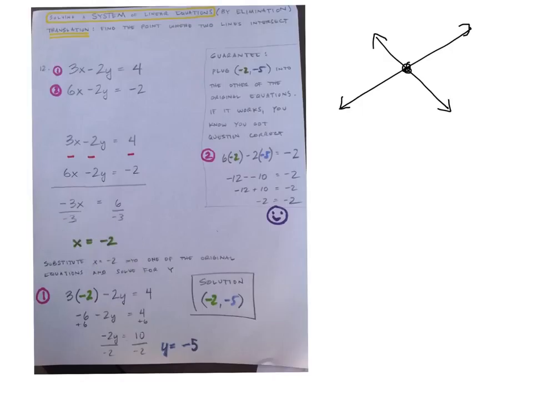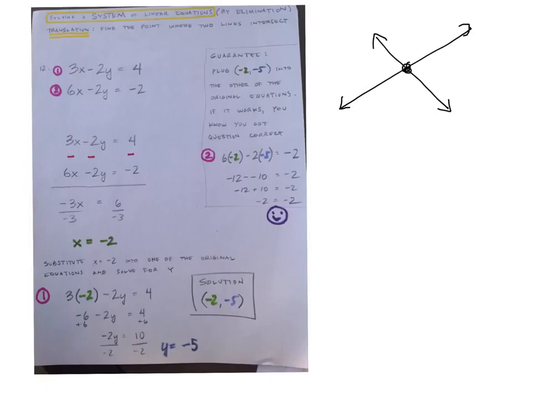Now, we have to find both the x and the y. Once we found one of the variables, it's pretty easy to solve for the other one. We plug it in to either of the equations, doesn't matter, one of the originals. I just picked the first one, so I'm using the first equation here. I plug in negative 2, because that's my x, and then I solve for y, just like you would in a normal equation. And here's my work down here. I ended up with y equals negative 5.